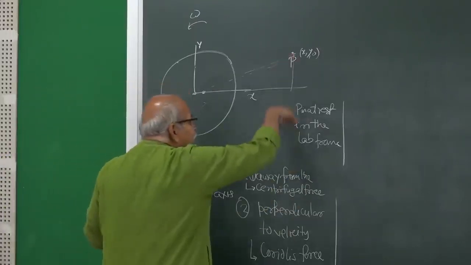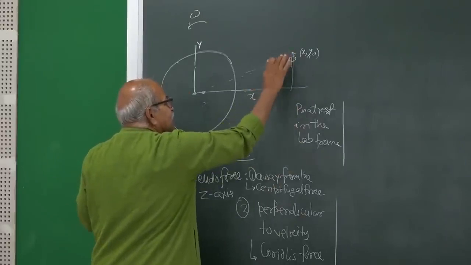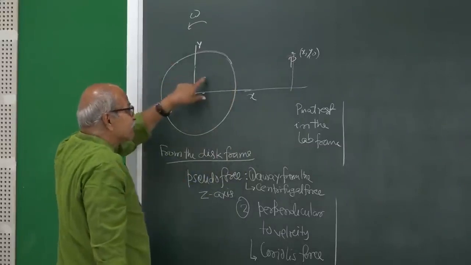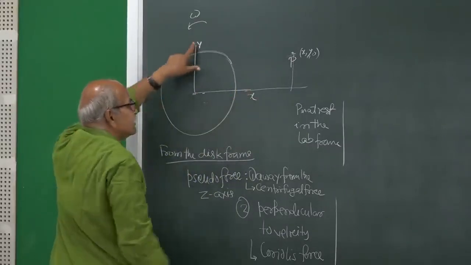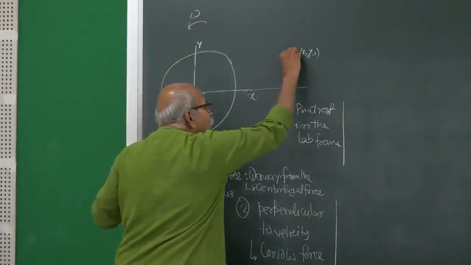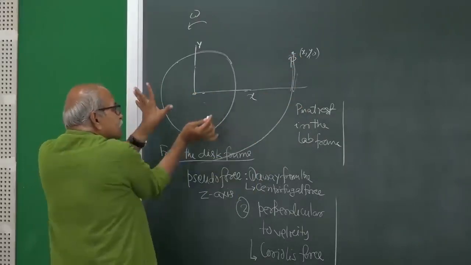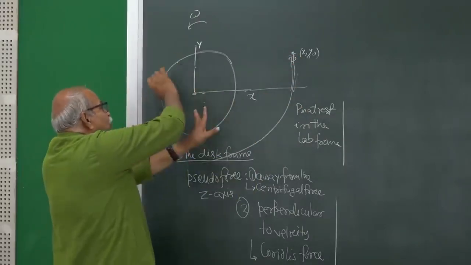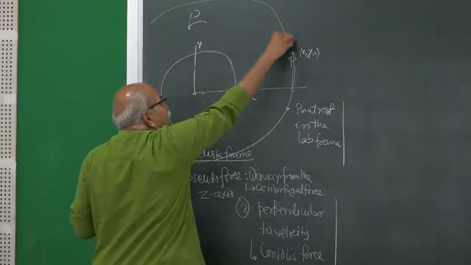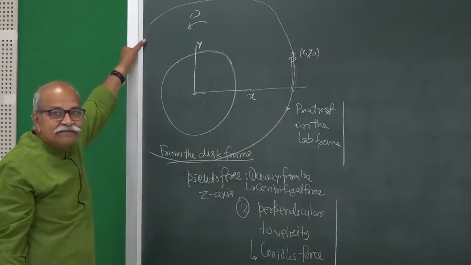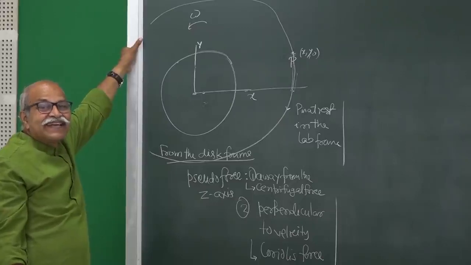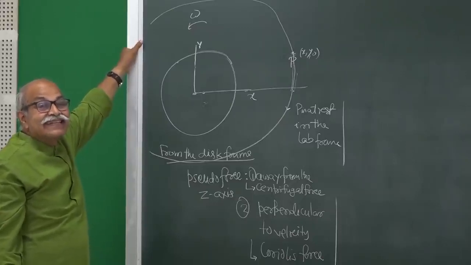From the disk frame, my frame is not rotating. In the disk frame, x axis is fixed, y axis is fixed, and therefore the particle is here, and then the particle comes here. So, if you work out, it is going in a circle. If in the lab frame the disk is rotating this way, this particle is going in a circular path, like this.